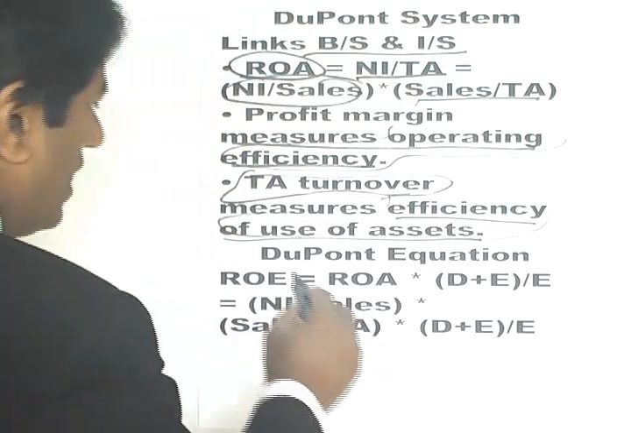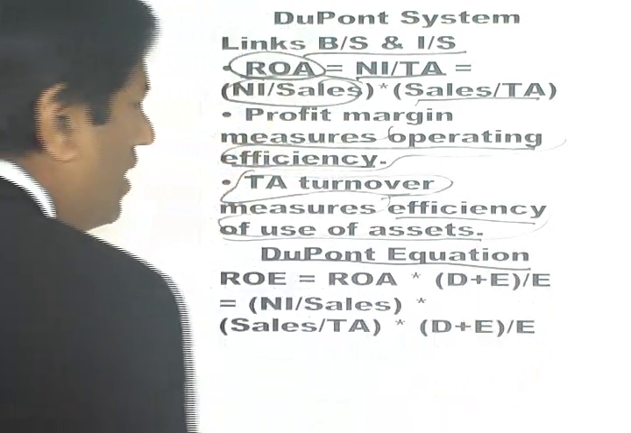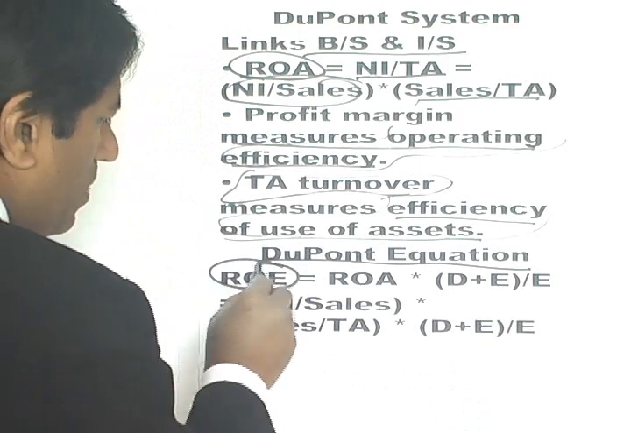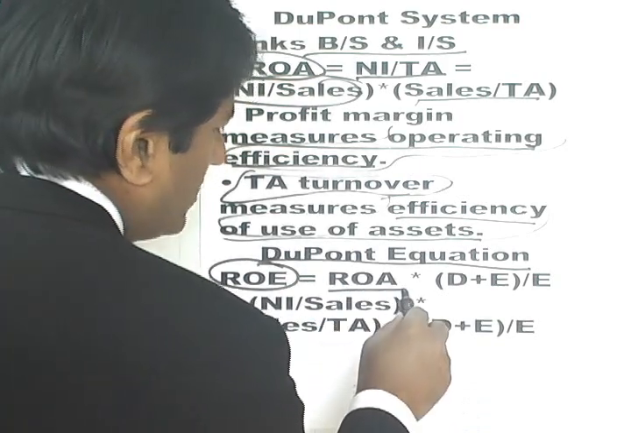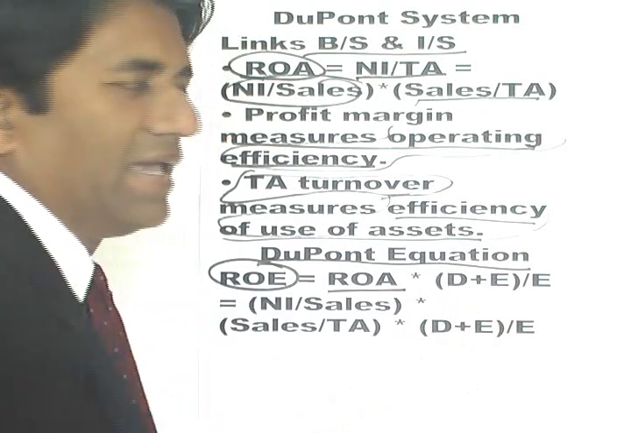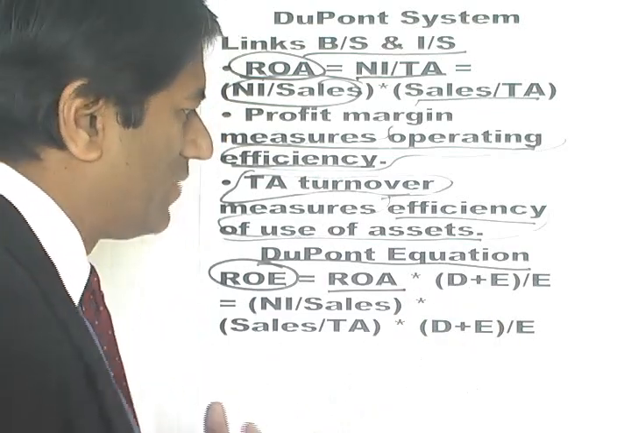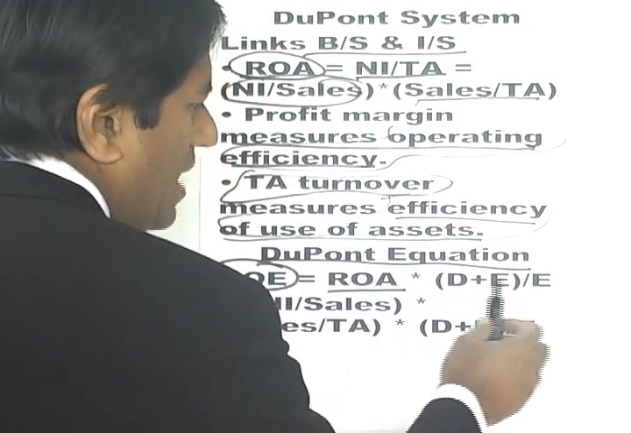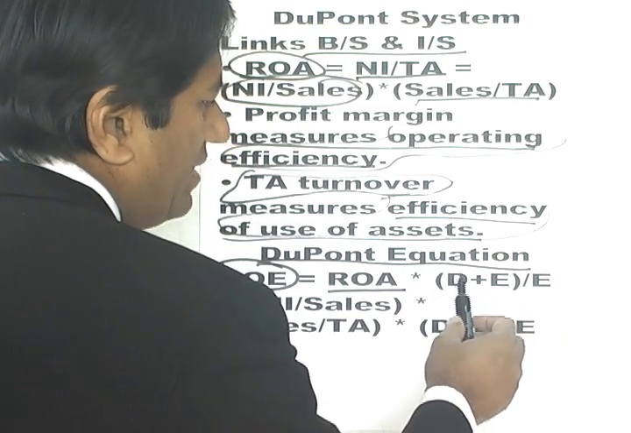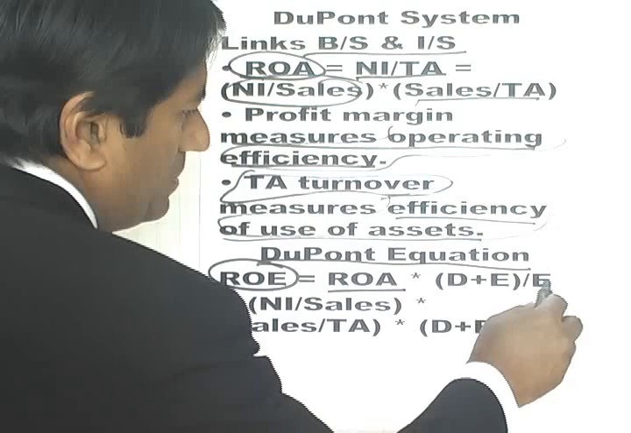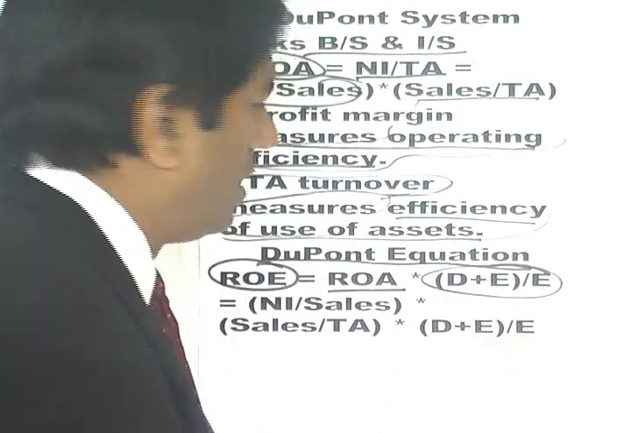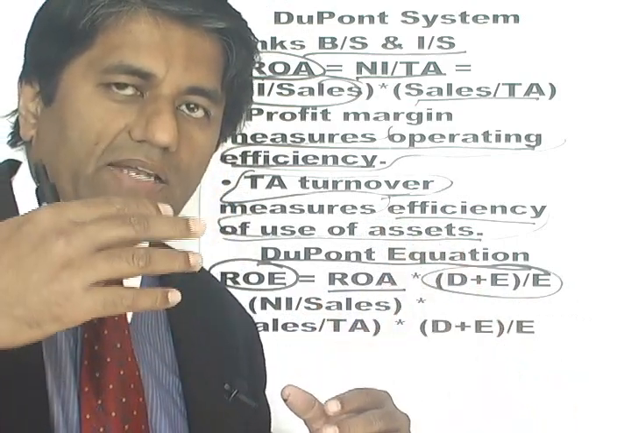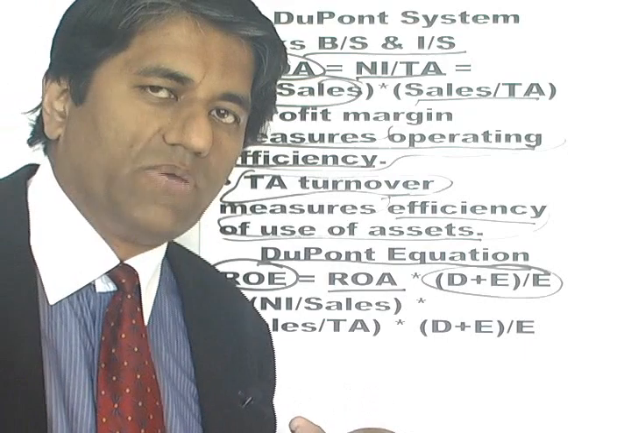Next, we come to the DuPont equation, where we note that return on equity equals return on assets multiplied by the equity multiplier. And what is the equity multiplier? Well, the equity multiplier is total assets divided by equity, or equivalently debt plus equity divided by equity, because in a very simple balance sheet, total assets equal debt plus equity.